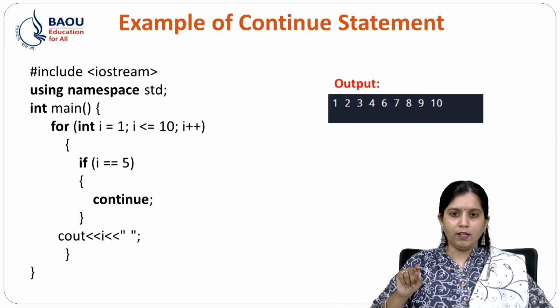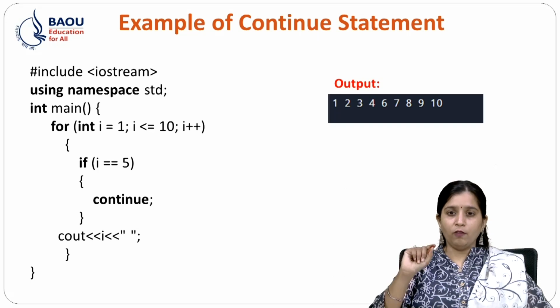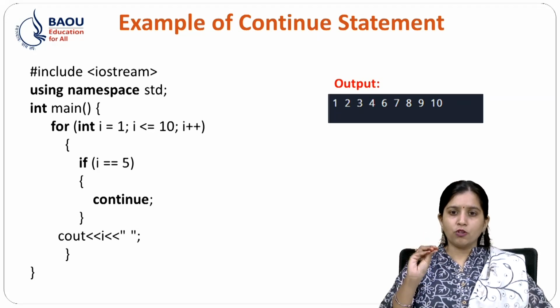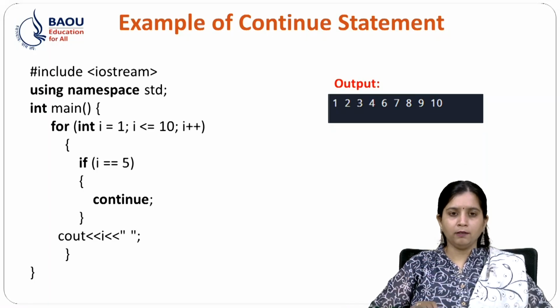So we get 1, 2, 3, 4, and when the value of i is 5, that portion will be skipped and the other part of the loop will be executed. I hope you get the idea about the continue statement. Now we will see the goto statement in detail.